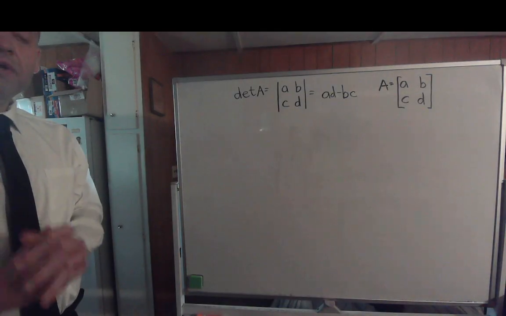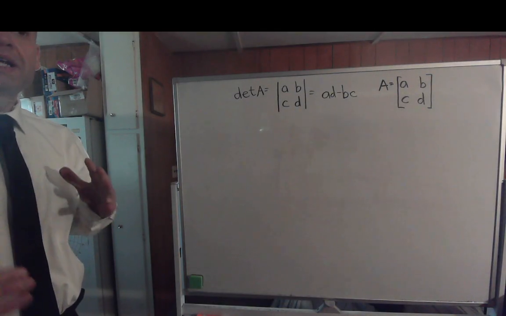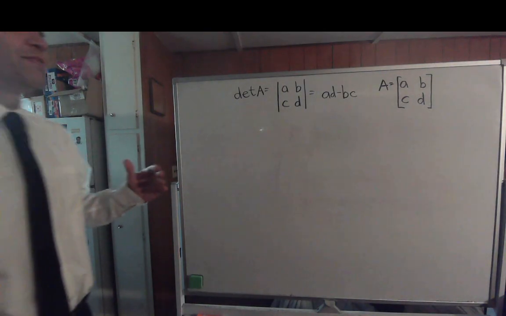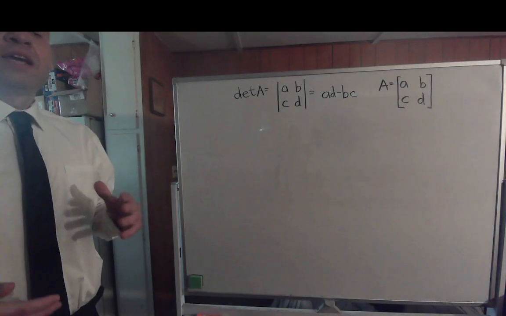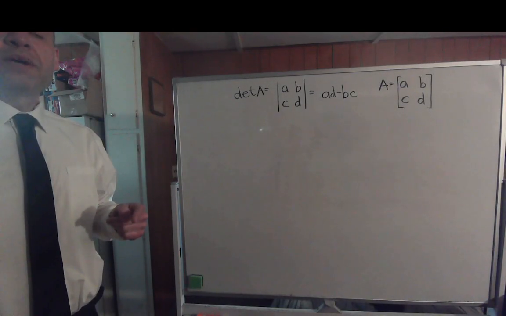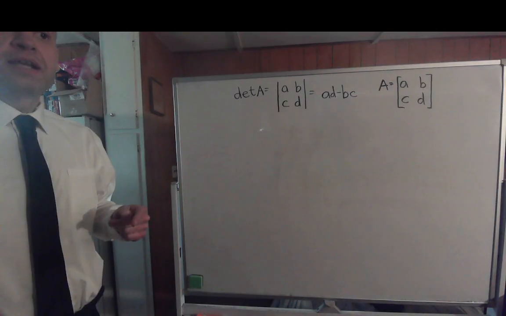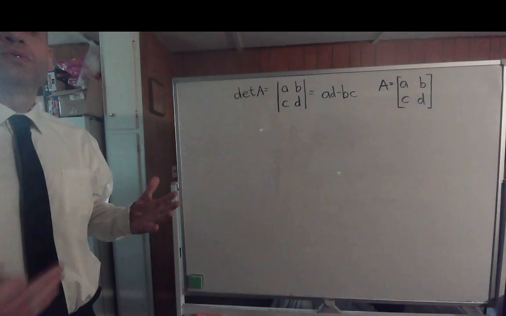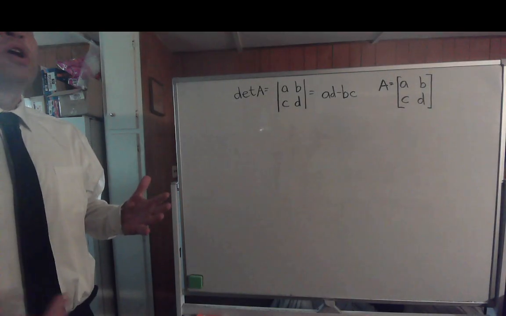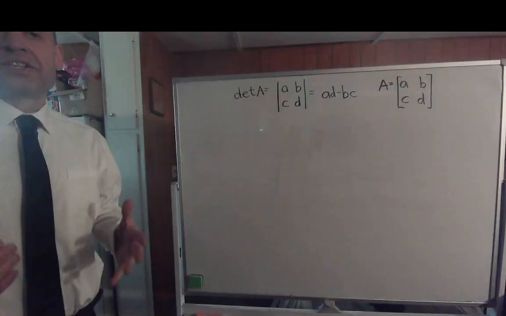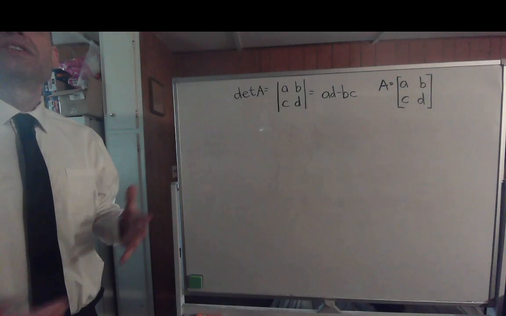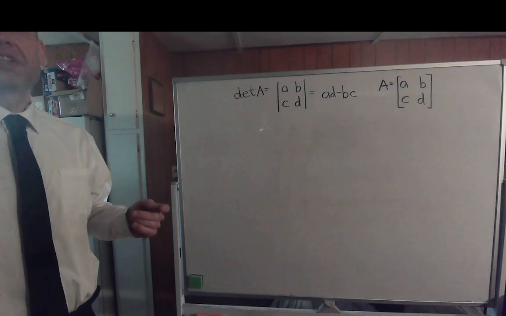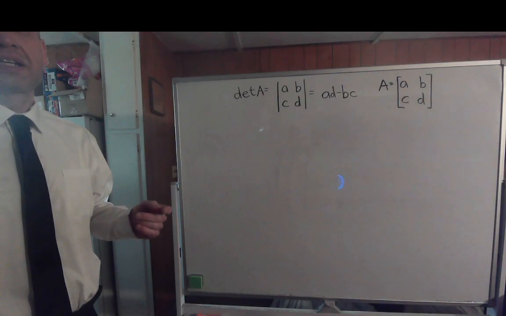So today we are going to talk about determining the determinant of a square matrix. For a matrix to have a determinant, it has to be a square matrix, meaning it has the same number of rows as it does columns. Well, what is the determinant of a matrix? The determinant is simply a single numerical value associated with that matrix.